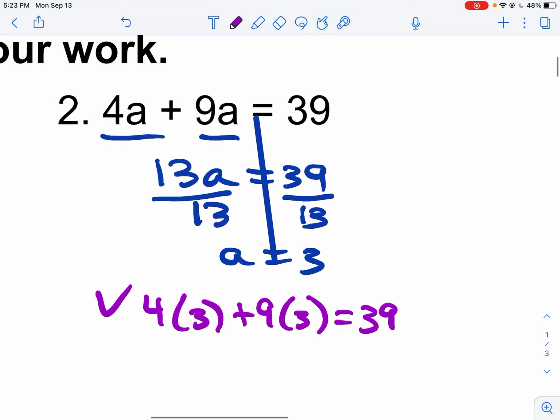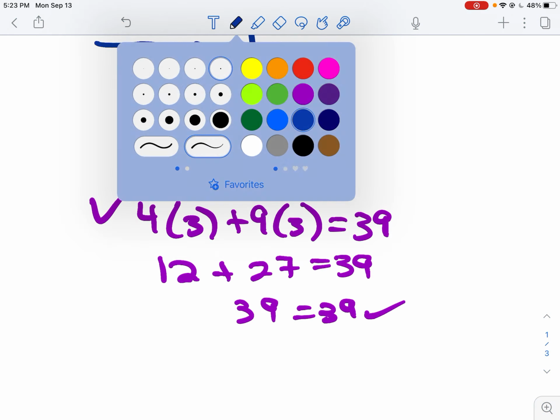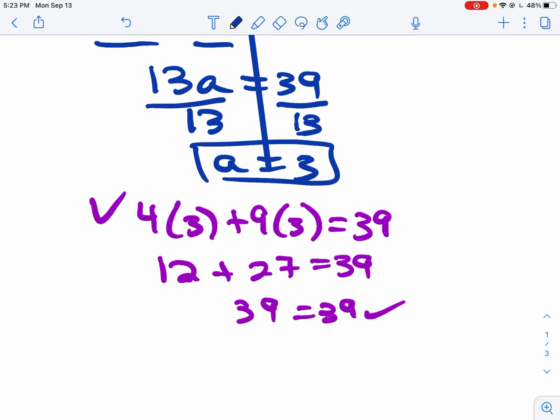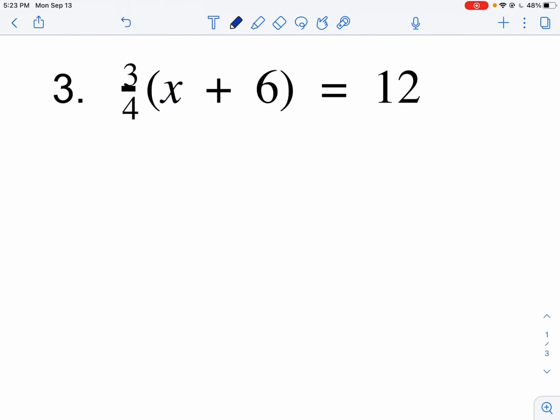4 times 3 plus 9 times 3, does that equal 39? 12 plus 27. 2 plus 7 is 9. 1 plus 2 is 3. 39 does equal 39. So yes, I have the correct answer. A does equal 3.